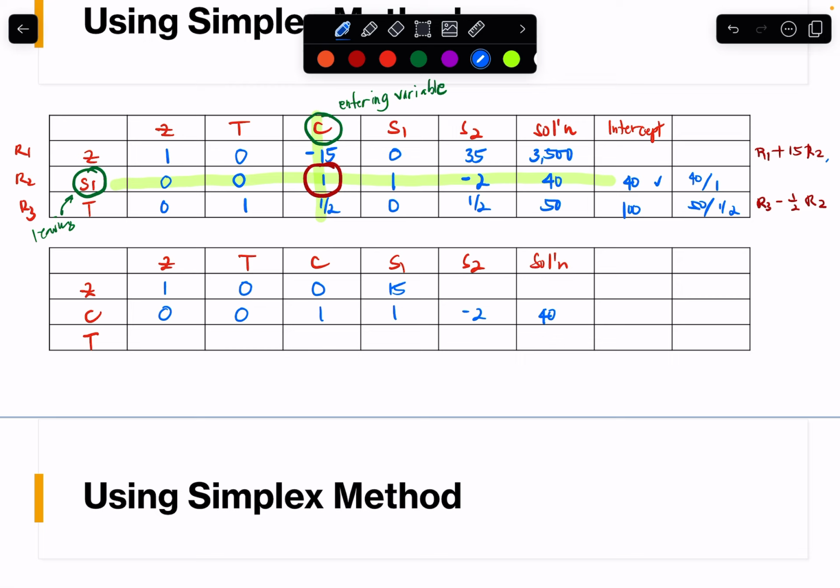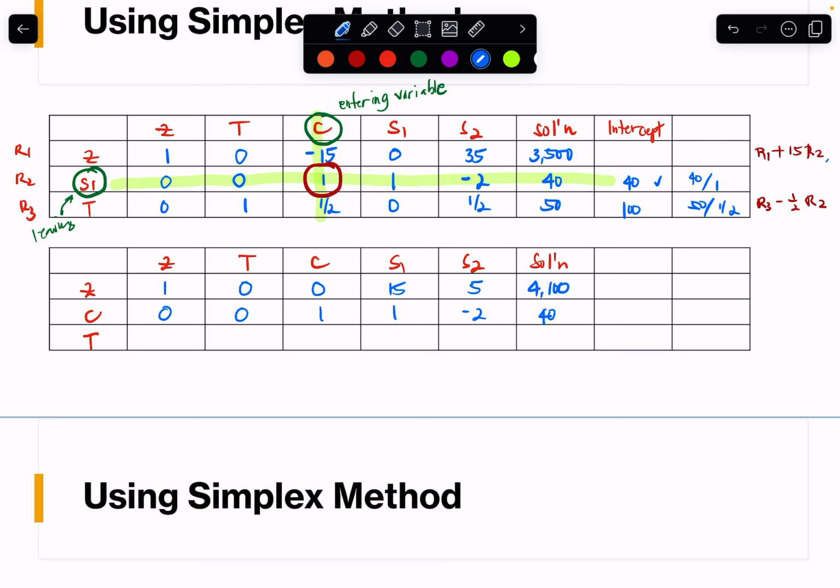And then we have 35 for R1, and 15 times negative 2 is negative 30. So 35 minus 30 is 5. Then for our solution, we have 35 plus 15 times 40. 15 times 40 is 400 plus 200, 600. So 35 plus 600 is 4,100. Okay, so that's our first row.